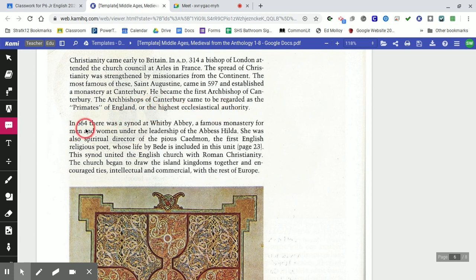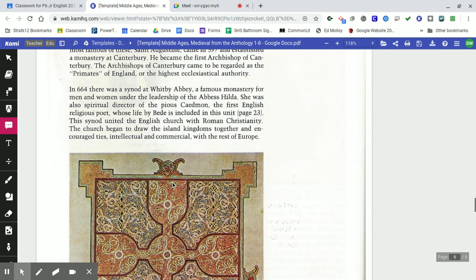In 664, there was a synod at Whitby Abbey, a famous monastery for men and women under the leadership of the Abbess Hilda. She was also a spiritual director of the pious Caedmon, the first English religious poet, whose life by Bede is included in this unit. We may read that. This synod united the English church with the Roman Christianity. The church began to draw the island kingdoms together and encouraged ties, intellectual and commercial, with the rest of Europe.